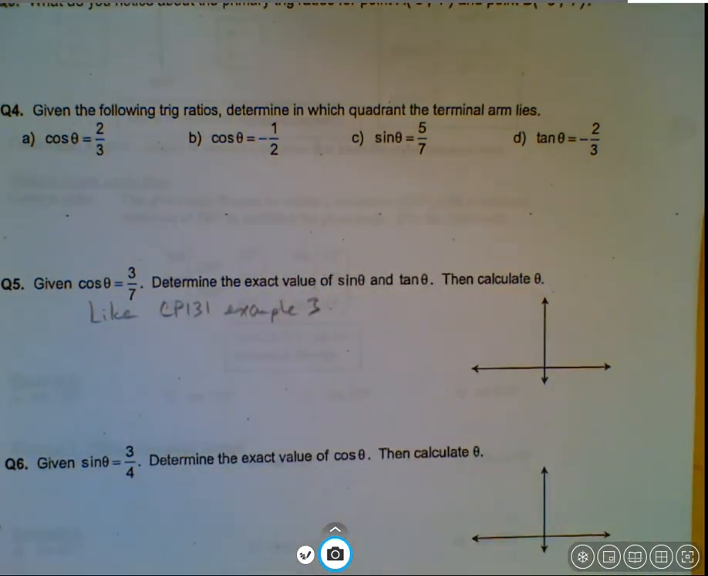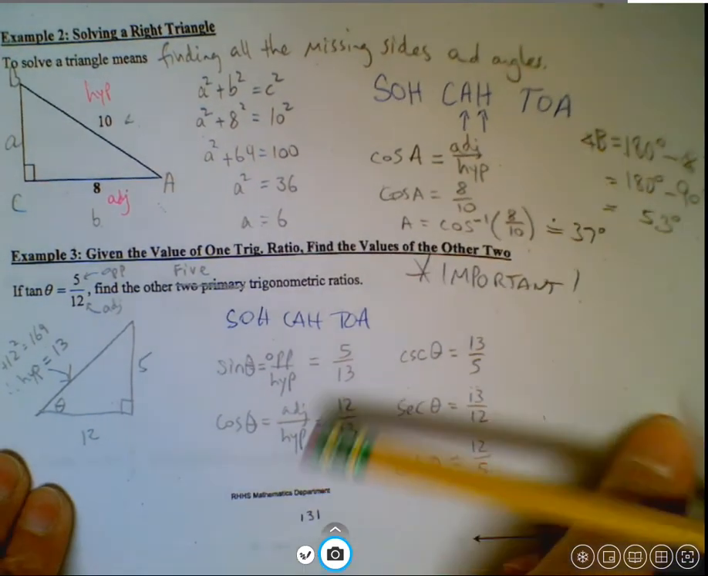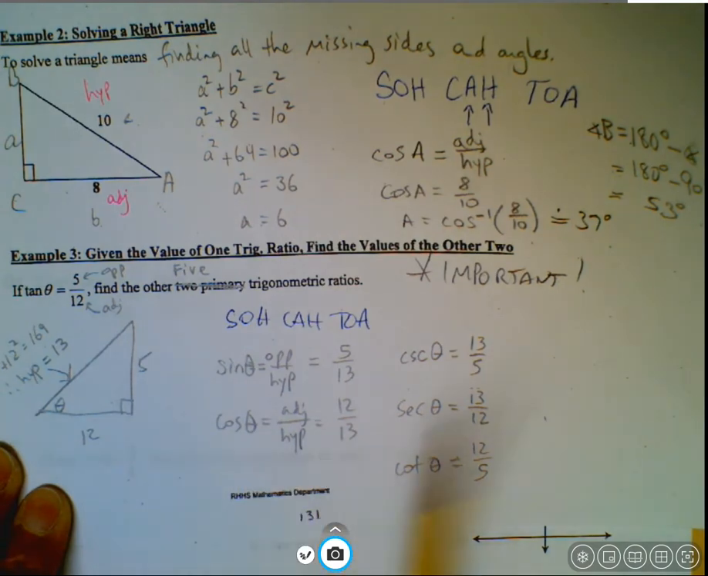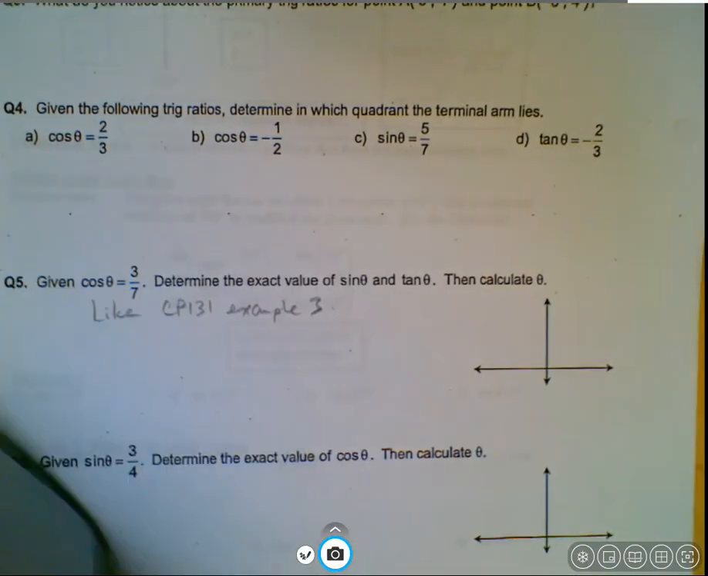In that example, you were given one of the trig ratios and you were asked to find the others. Let's see if I can find it. Here. This one over here. You were given one of them and you were asked to find the other ones, which we can do just from drawing the triangle.